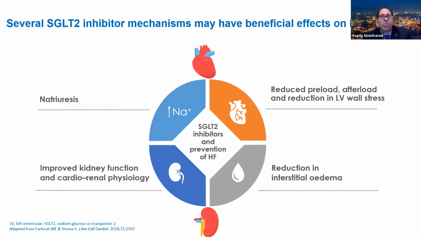Recently, we have a new drug class which changed the new guidelines, which is the sodium glucose co-transport inhibitor. The drugs act on the SGLT2 protein in the proximal renal tubules to block the reabsorption of glucose. So it will induce glycosuria as well as natriuresis. And this osmotic diuresis will lead to decreased preload, afterload, and reduction in LV wall stress, reduction in interstitial edema, and improving kidney function and the cardiorenal physiology.